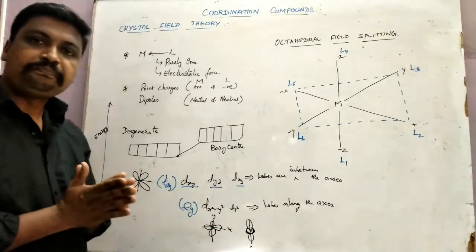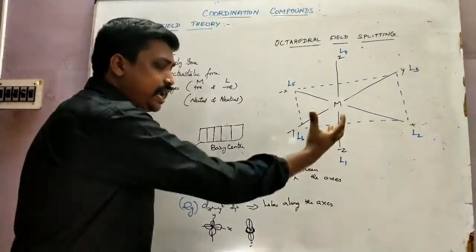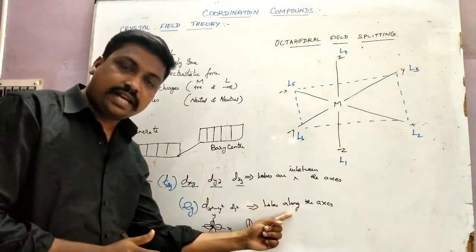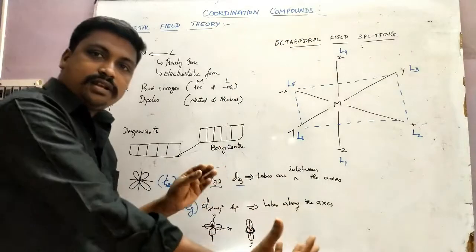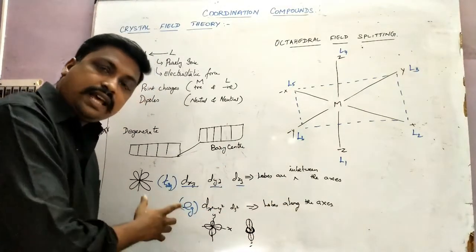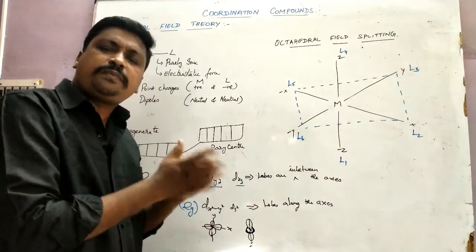Now listen carefully. The ligands are coming along the axis, and the EG orbitals are already along the axis. Ligands are also coming along the axis. So these two orbitals, that is the EG set, will undergo severe repulsive force.